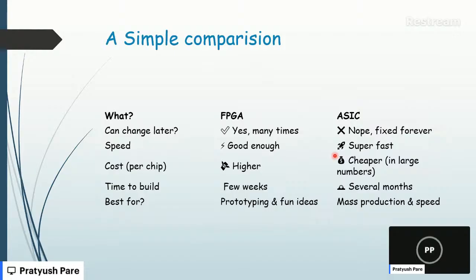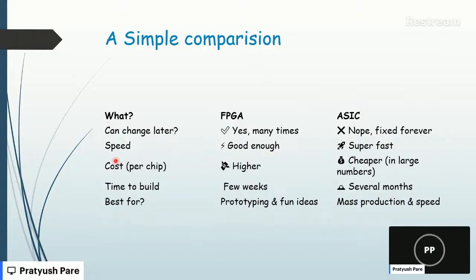So, speed: in FPGA you will get good speed, but in ASIC you will get super fast speed. FPGA, as we already saw, has logic distributed, so you won't get very good speed or optimized logic. But in ASIC there is only one thing, you have to work on one thing only, so you will make it perfect. So it will have a very high speed.